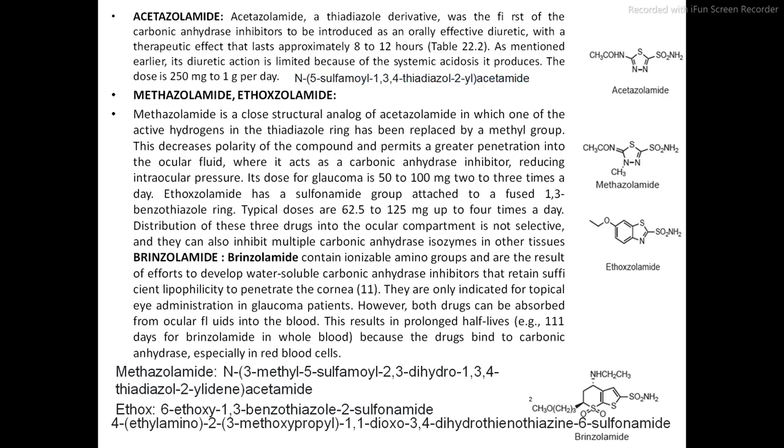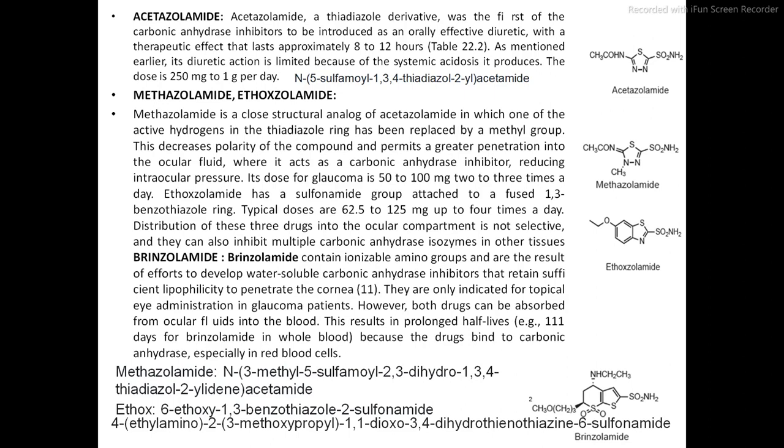So acetazolamide, which is a thiazole derivative, was the first of the carbonic anhydrase inhibitors to be introduced as an orally effective diuretic agent, with a therapeutic effect that lasts approximately 8 to 12 hours. So it's having a very long duration of action, that is around 8 to 12 hours.